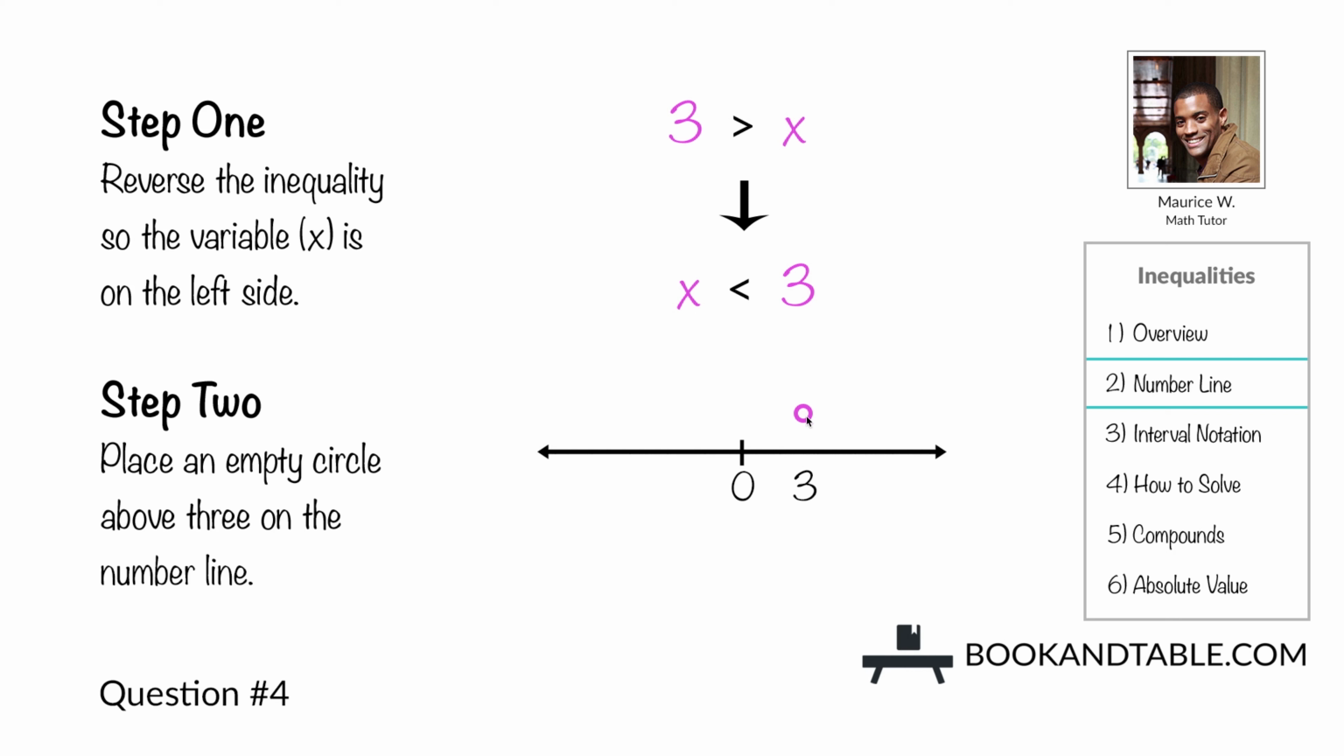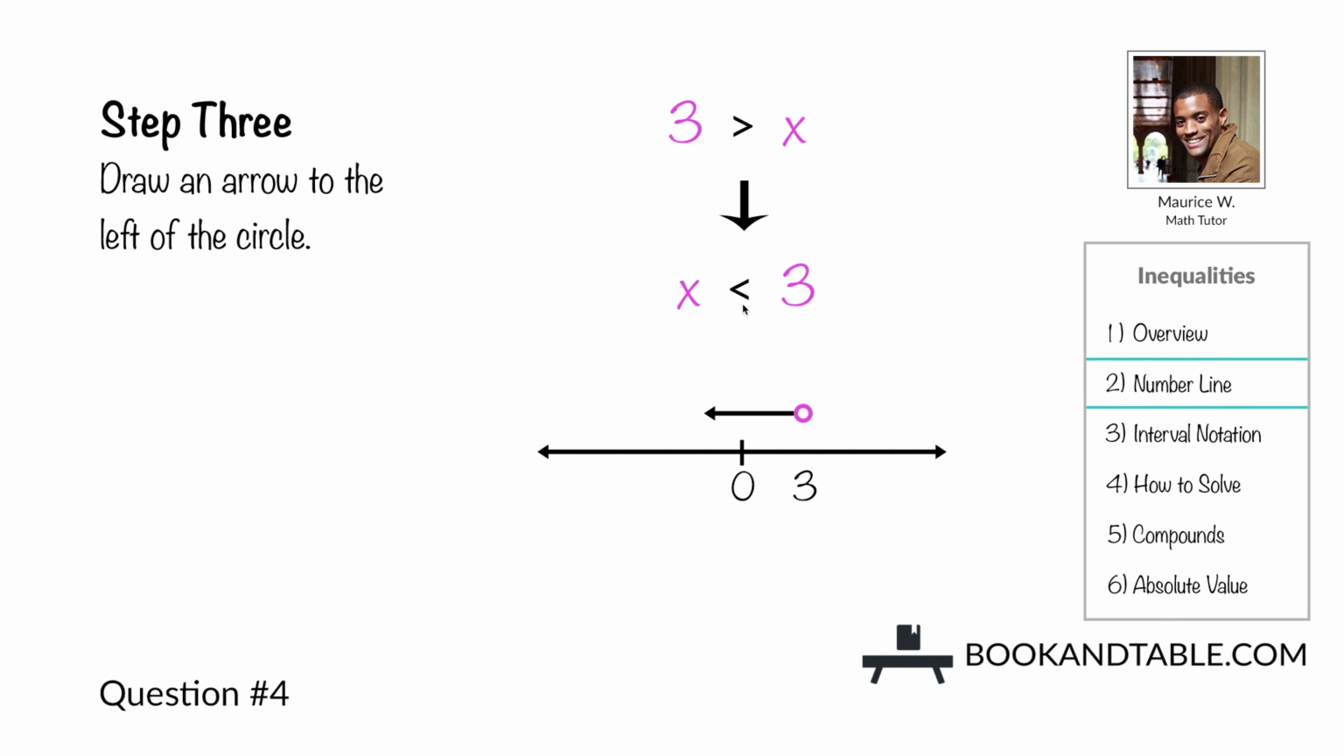So then step 2, we place an empty circle above 3 on the number line, since it is not equal to. And since it is less than, we draw an arrow to the left of the circle. So this would be your answer to question number 4.